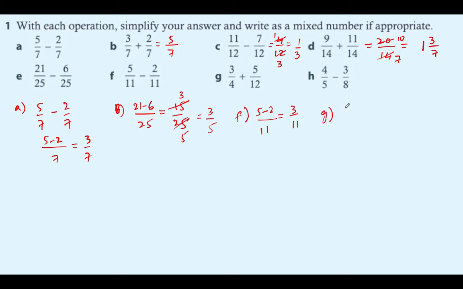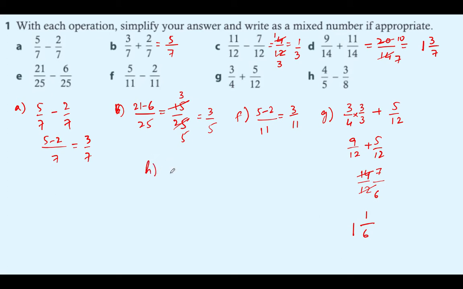For part G, now the denominators are not the same, so we must make denominators the same. So we could just multiply this by 3 over 3. So this becomes 9 over 12 plus 5 over 12, which becomes 14 over 12, and they can be simplified by the times table of 2. 2 7s are 14 and 2 6s are 12. And since the numerator is greater than the denominator, we can change it into a mixed fraction. 6 ones are 6 and 1 is the remainder.